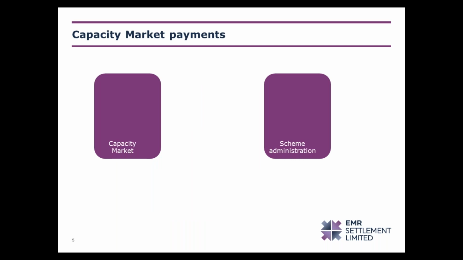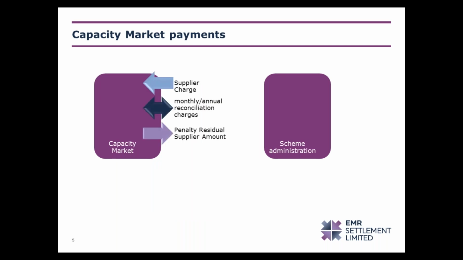So the capacity market payments. The payments fall into 2 main groups, as shown on the slide. Firstly, the first pot is the capacity market payments. They fund the payments to capacity providers. These 3 payments, as you can see, will be the focus for our webinar today, as they will be happening for the first time with the delivery year starting in October.